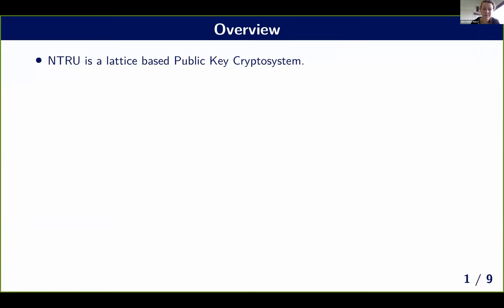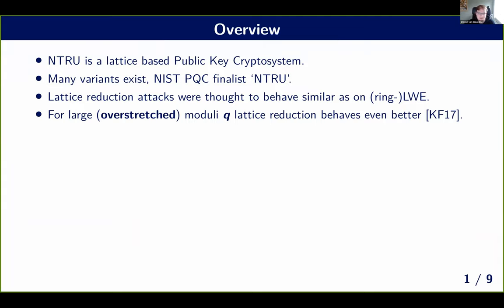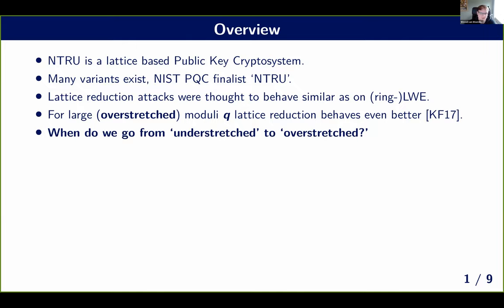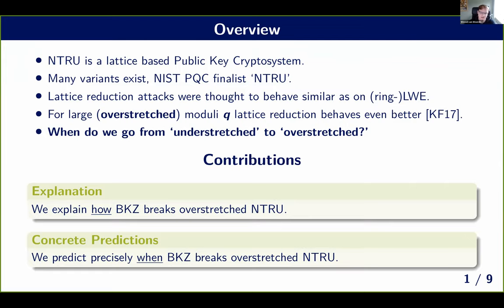So NTRU is a lattice-based public key cryptosystem of which many variants exist, one of which is simply known as NTRU, which is a NIST post-quantum crypto finalist. And until recently, lattice reduction attacks were thought to behave similarly on these NTRU instances as on ring LWE, or just LWE. However, it was shown by Kirchner and Fouque that in the regime of large moduli q, lattice reduction behaves better than you would expect. And we call this the overstretched regime. The main question of our work is, when do we go from this understretched, so the normal regime, to this overstretched regime? Our main contribution is that we explain precisely how BKZ breaks overstretched NTRU, and we predict precisely when BKZ breaks overstretched NTRU.